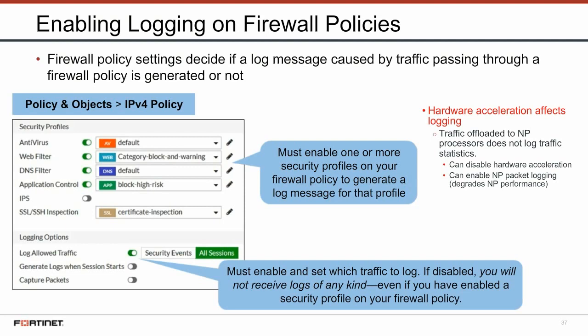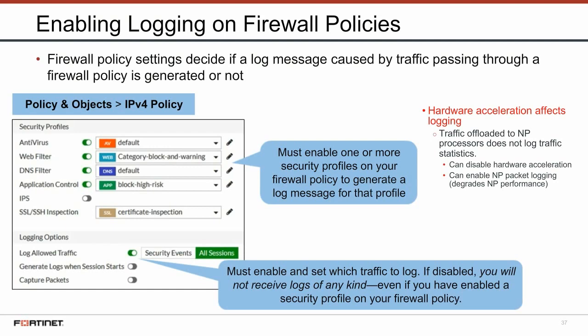To enable logging on traffic passing through a firewall policy, you must do the following. 1. Enable the desired security profile or profiles on your firewall policy. 2. Enable log allowed traffic on that firewall policy. This setting is vital. If disabled, you will not receive logs of any kind, even if you have enabled a security profile on your firewall policy.